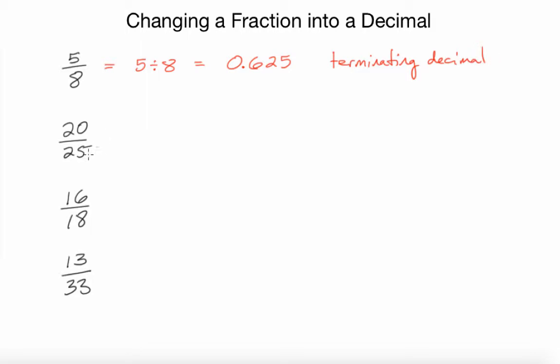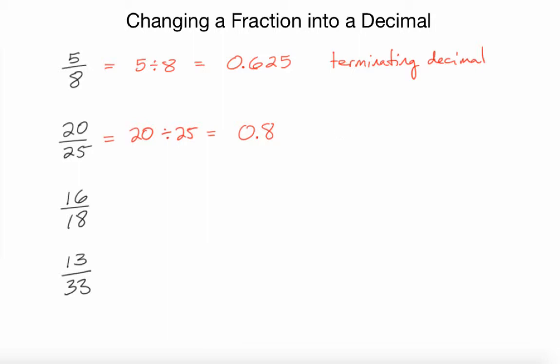Boom. Take 20 divided by 25. If I do 20 divided by 25, the decimal that I get is 0.8. So it's even nicer than the other one, right? Only one digit. So it's also an example of a terminating decimal.